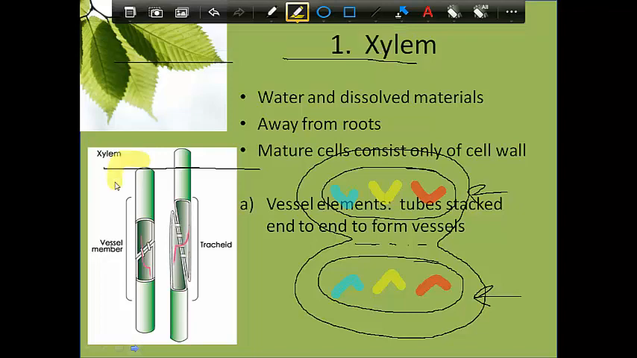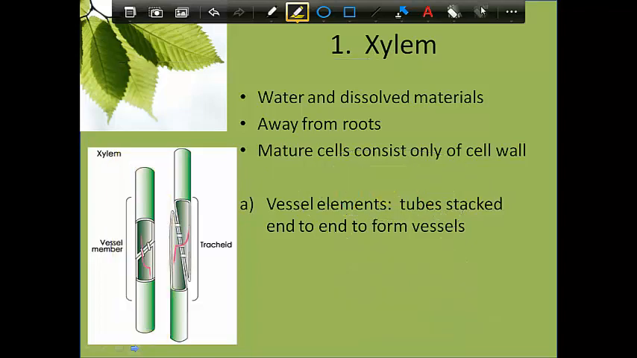So right here is the vessel elements. And you can see they look like a straw with parts stacked on top of each other. Again, they're hollow, they don't have anything in them.